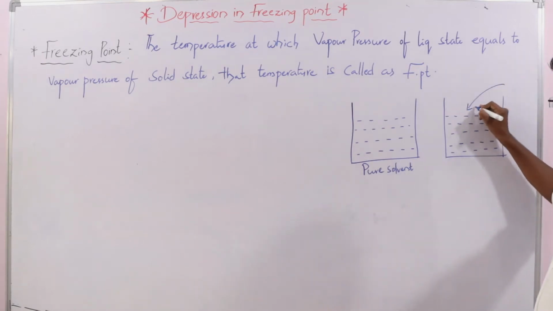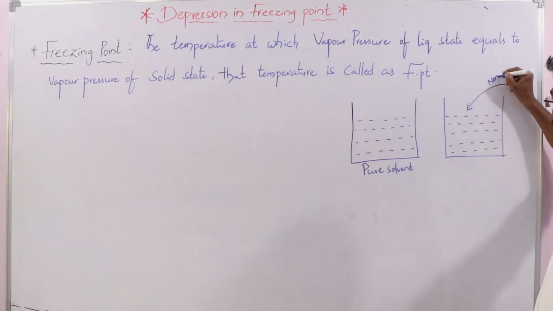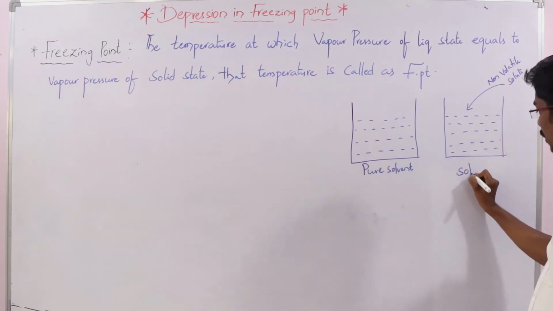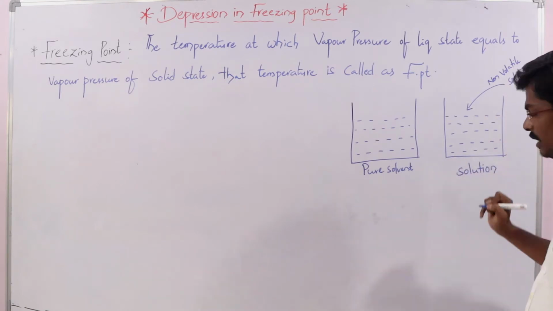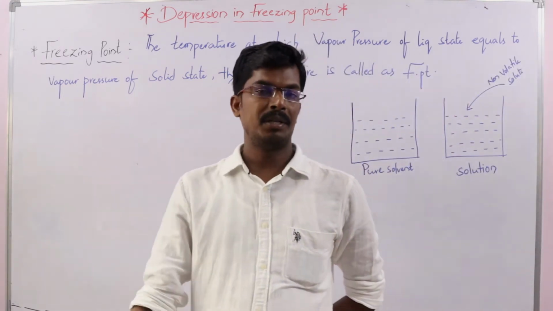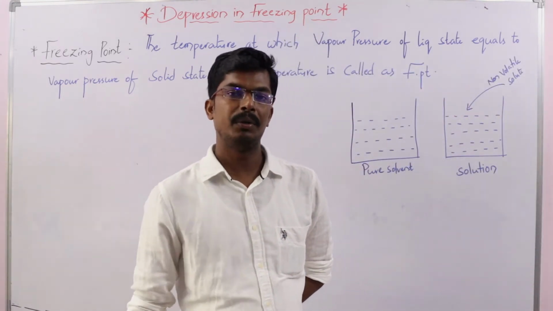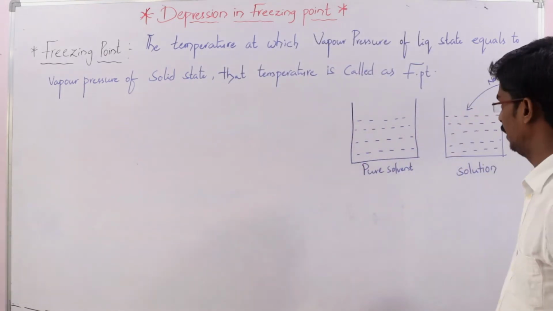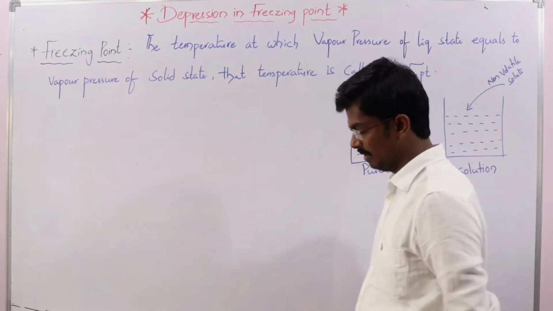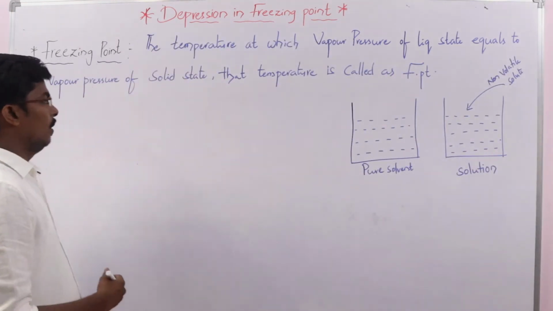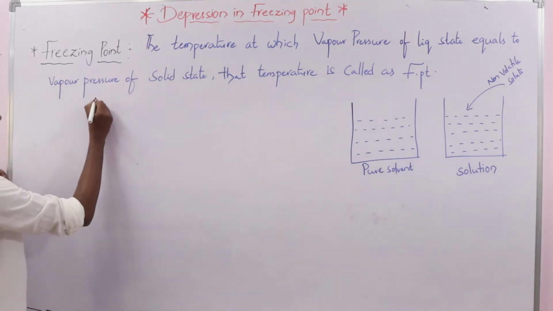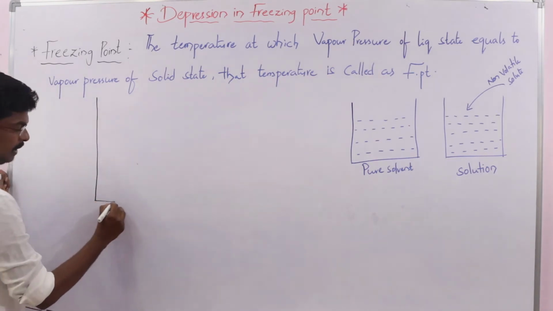When we add a non-volatile solute to this pure solvent, the solution vapor pressure decreases. When vapor pressure decreases, the boiling point increases, and when the boiling point increases, the freezing point decreases. That information we already discussed in the previous sessions.